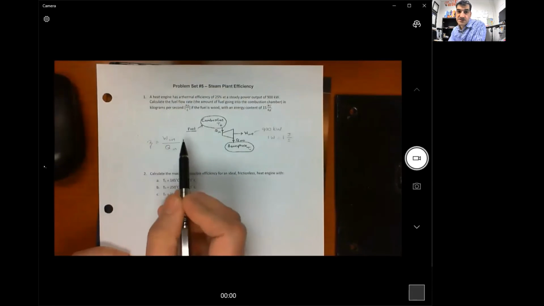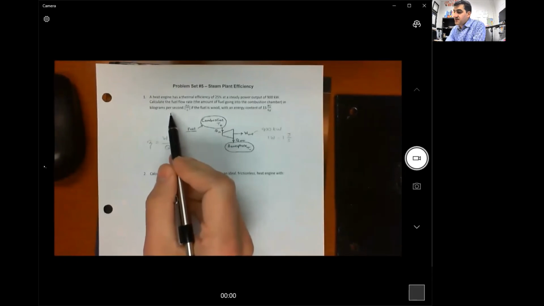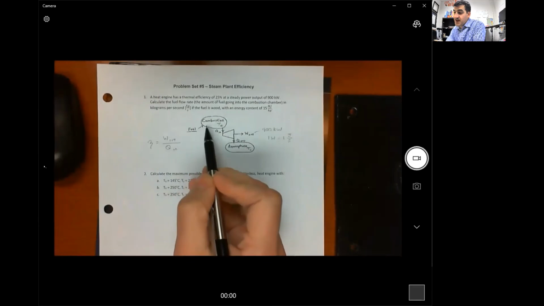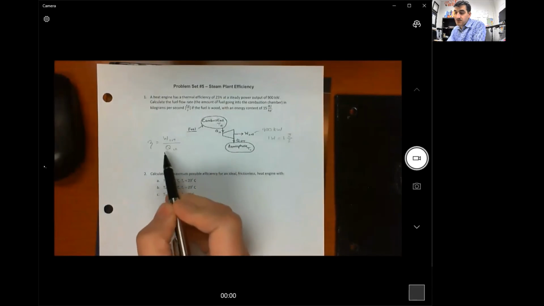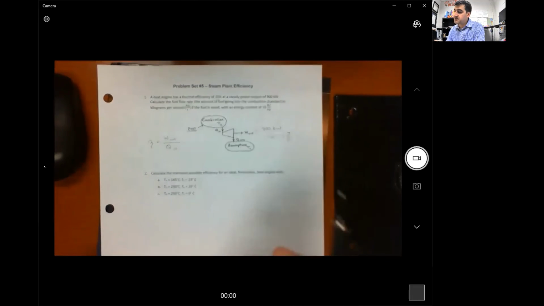So you need to rearrange this equation a little bit, probably do a little bit of unit conversion to make all the units work out because we want to know how many kilograms per second of wood is being fed into this process in order to provide this amount of heat input. So what is that heat input, right? So that's a pretty big hint, I think, on number one. Both of these are some big hints.